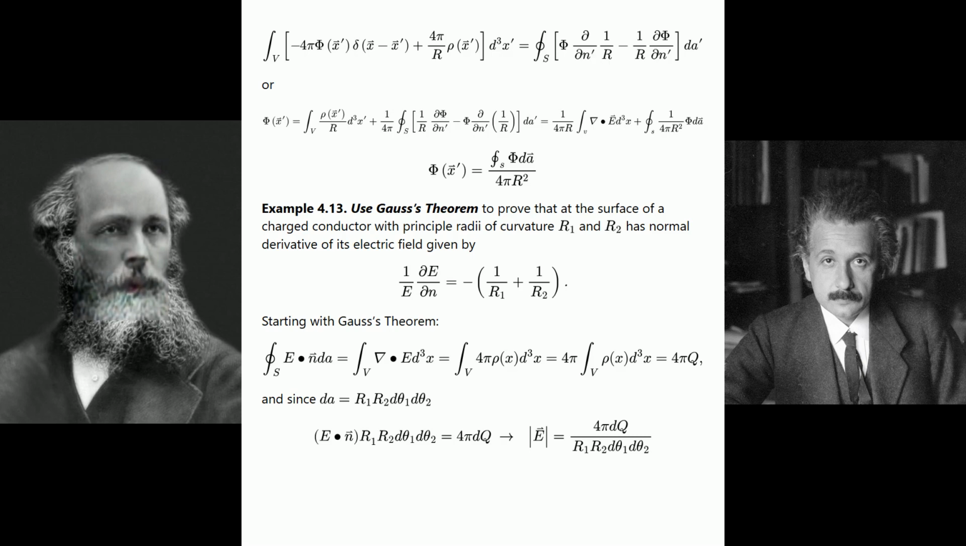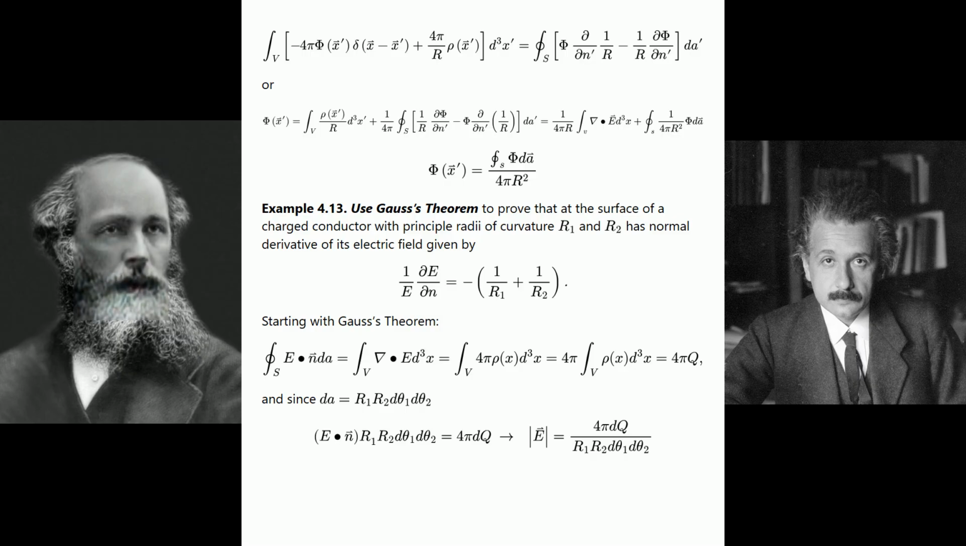Example 4.13. Use Gauss's theorem to prove that at the surface of a charged conductor with principal radii of curvature r sub 1 and r sub 2, the normal derivative of its electric field is given by the following. See the equation shown. Starting with Gauss's theorem, see the next equation.